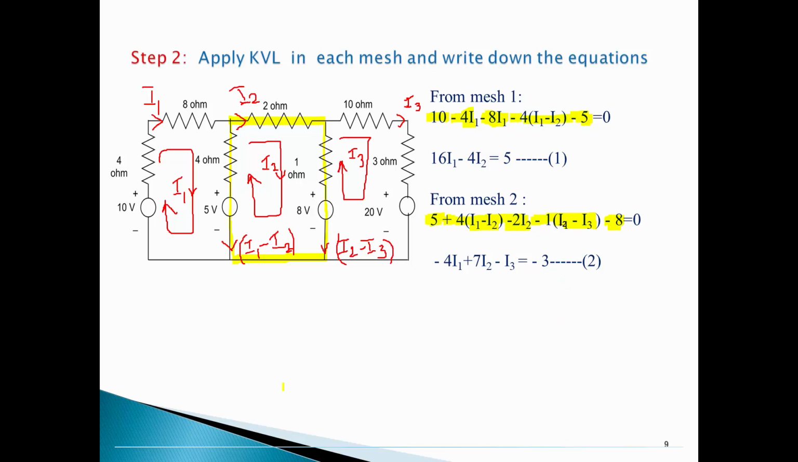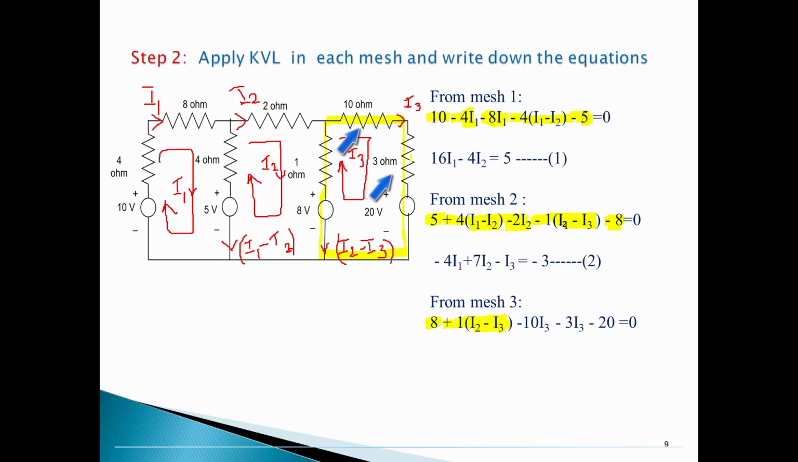Then coming to loop number 3. On this loop, write down the KVL equation. Let me start from this 8 volt. Loop current I3 leaving the positive of the voltage source, hence positive 8. Then the 1 ohm resistor has I2 minus I3, which is a downward direction of current flow, but loop current I3 is upward. Both are opposite, so plus 1 times (I2 minus I3).